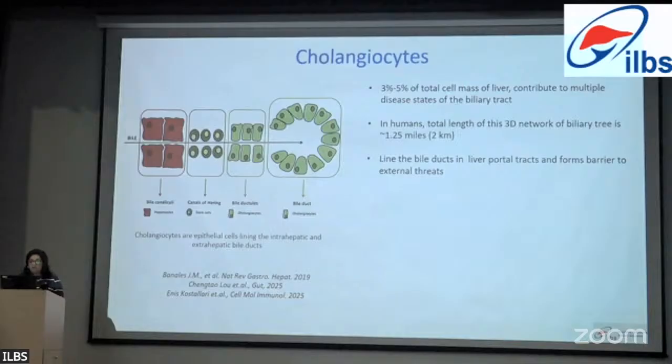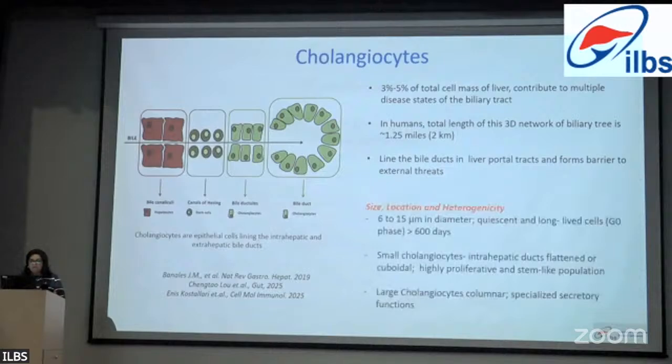In humans, the whole 3D network of the biliary tree is actually 1.25 miles. It lines the whole bile duct in the liver portal tracts and forms a barrier against any pathogenic attack. Their size is also variable, from 6 to 15 micrometers in diameter, but they are one of the long-lived cells in the liver, with more than 600 days of turnaround time.